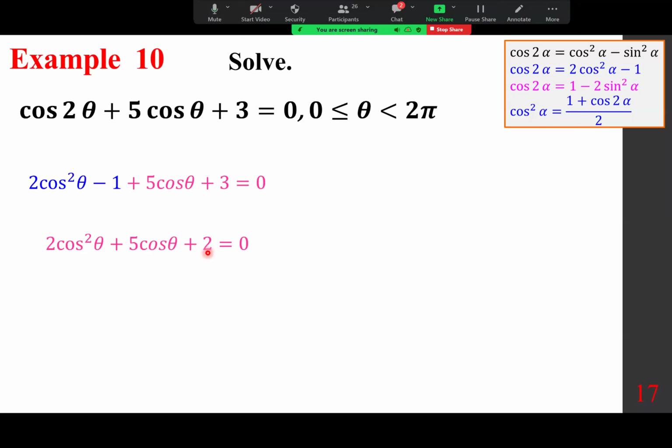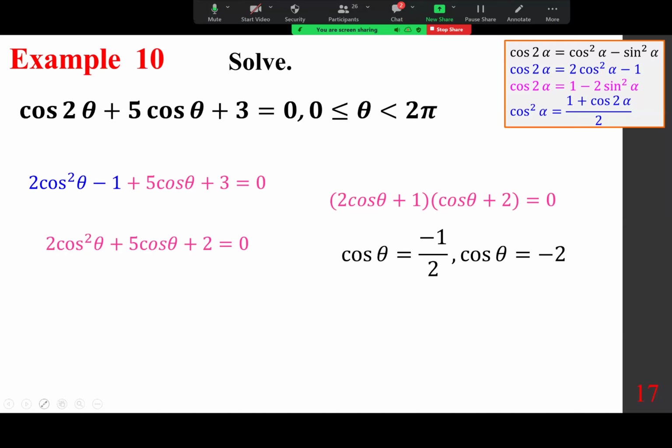Factoring, because this is 2 and 2, both of them prime numbers, it's very simple, becomes 2 cosine theta plus 1 times cosine theta plus 2. I'm assuming nobody has any problem with factoring. Which means what? Cosine theta is negative 1/2, or cosine theta is negative 2, and first and foremost, we get rid of this. Cosine is between negative 1 and 1, and it can't be.